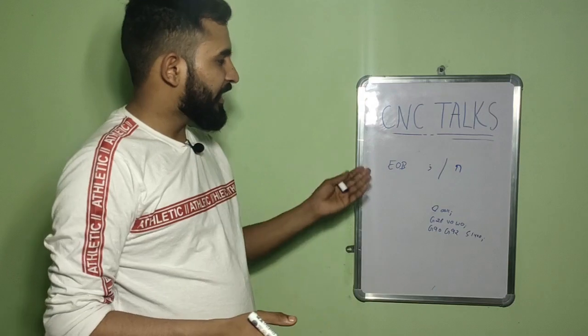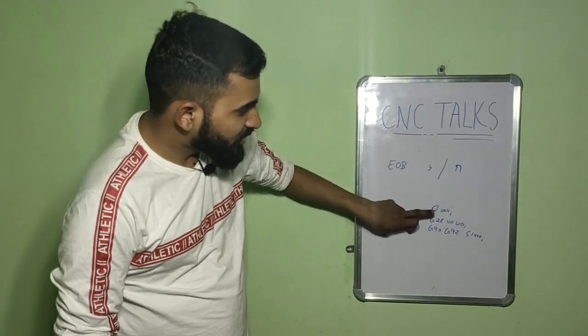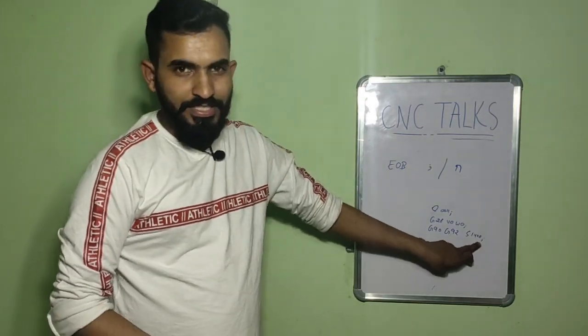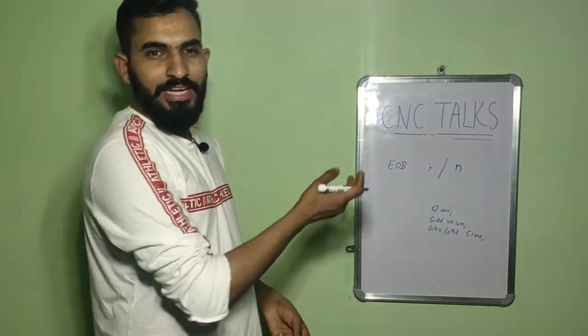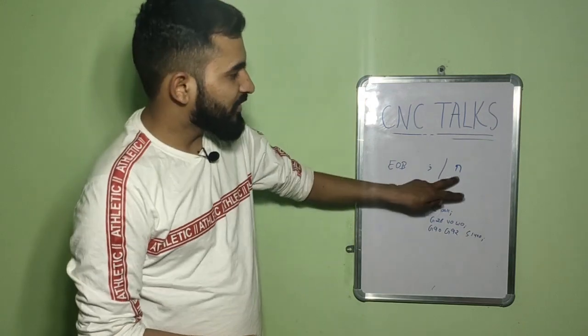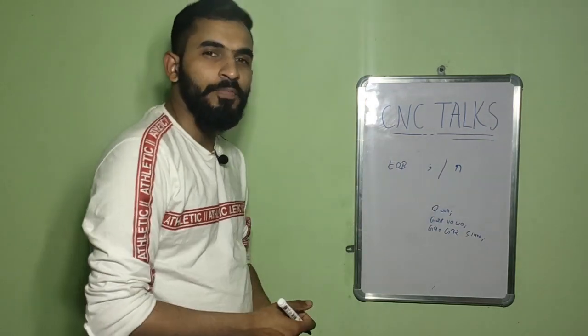EOB generally defines the end of block. As you can see, each line ends with a specific sign. In case of Fanuc control system, this sign is used as the end of block, and in case of Siemens, this sign is used as an end of block.